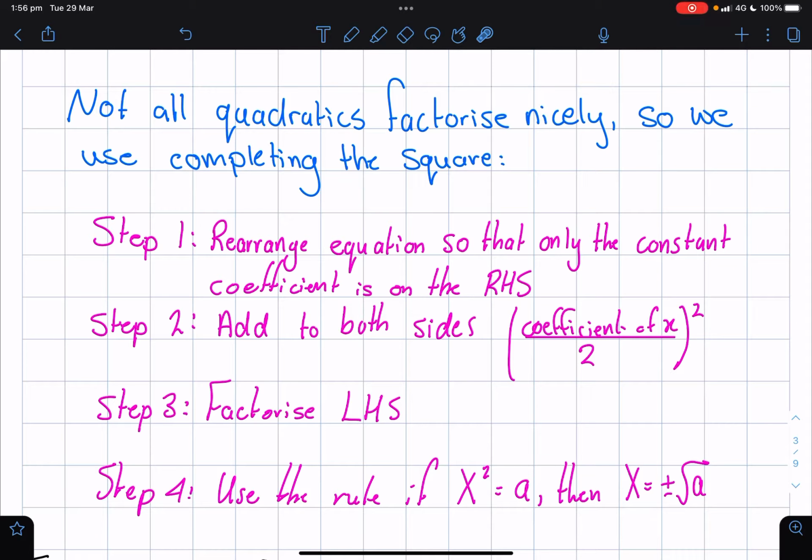And then step 4, we're going to use the rule: if we have something squared equals a, then that something equals plus or minus the square root of a. So just remember, both positive and negative numbers squared will result in the same thing. That's why we need to take into account the positive and the negative solution, okay?